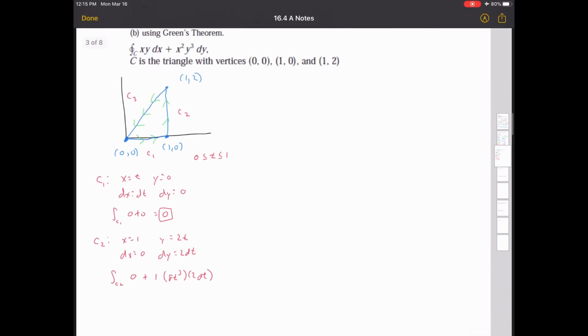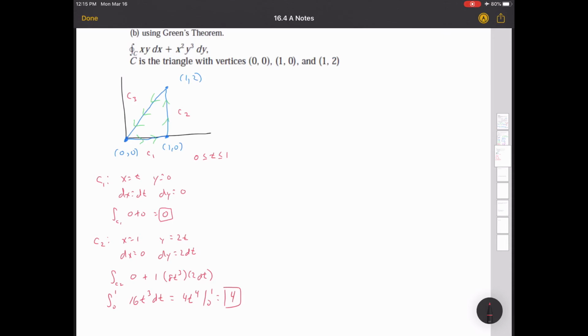So let's go ahead and finish this one off. We're going to have the line integral from 0 to 1 of 16t cubed dt, which is going to be, let's see, the antiderivative is 4t to the fourth from 0 to 1, so that just gives us 4 if you plug in the 1.